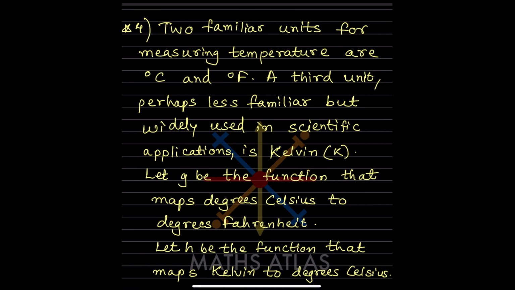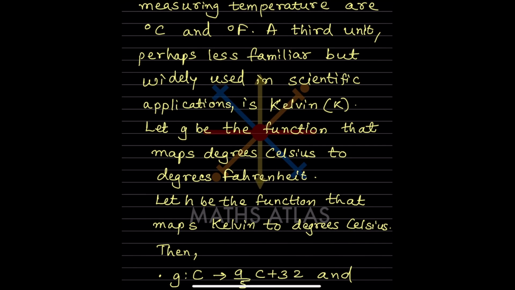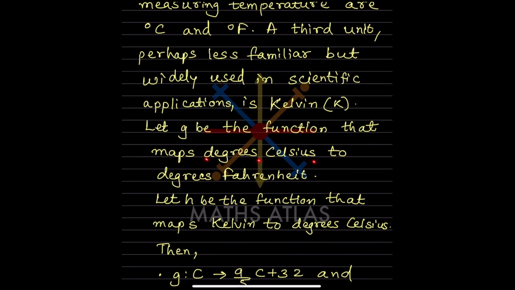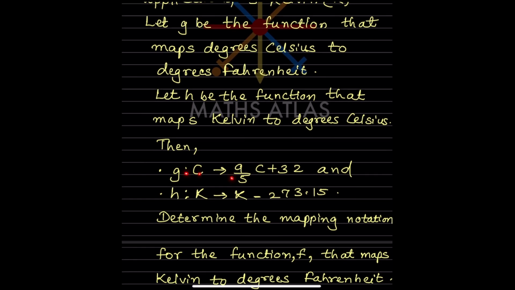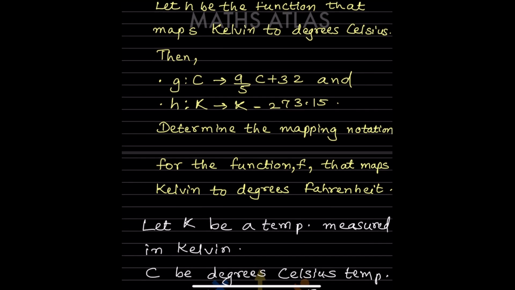Two familiar units for measuring temperature are degrees Celsius and degrees Fahrenheit. A third unit, perhaps less familiar but widely used in scientific applications, is Kelvin. Now let G be the function that maps degrees Celsius to degrees Fahrenheit, and let H be the function that maps Kelvin to degrees Celsius. G of C is 9 by 5 C plus 32, and H of K is K minus 273.15, and you have to determine the mapping notation for the function f that maps Kelvin to degrees Fahrenheit.